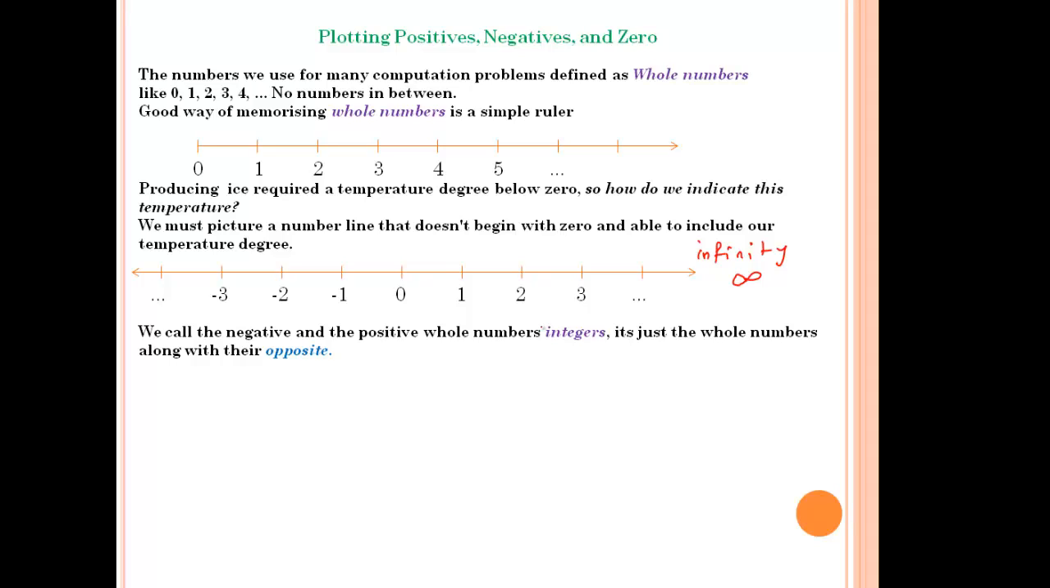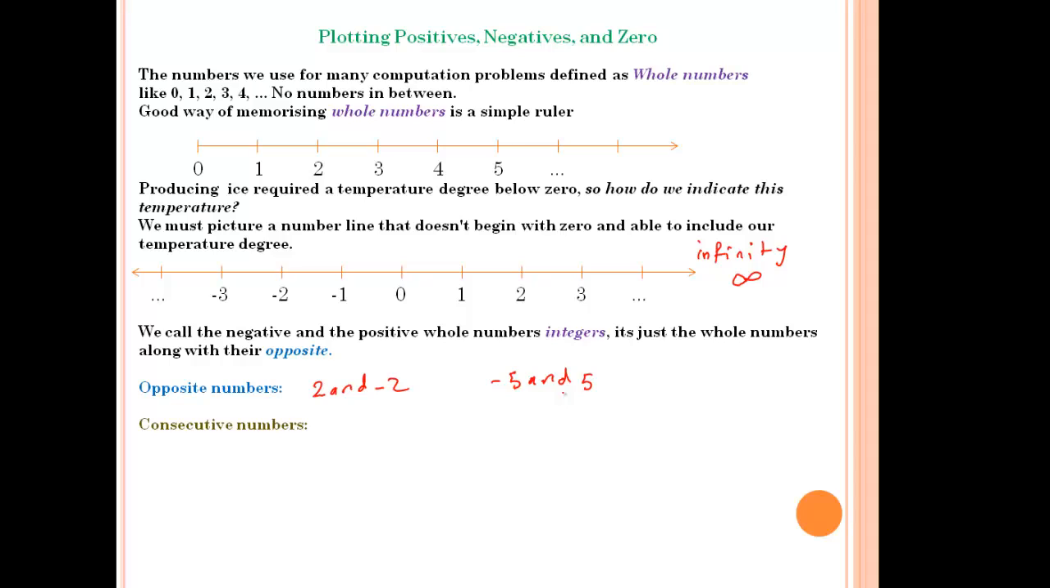Now, I'd like to introduce a term called opposite number. An opposite number is just a number with a different sign. For example, 2 and minus 2 are opposite numbers. Minus 5 and 5 are opposite numbers, and so on.